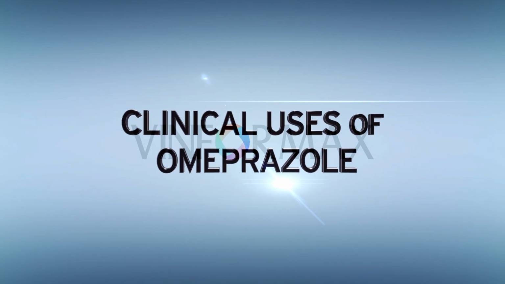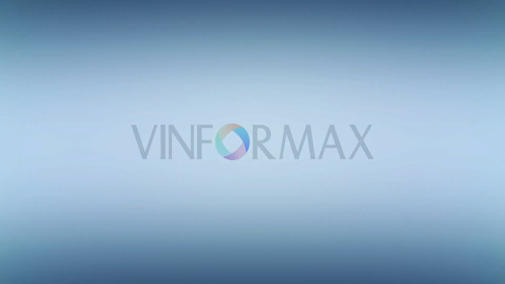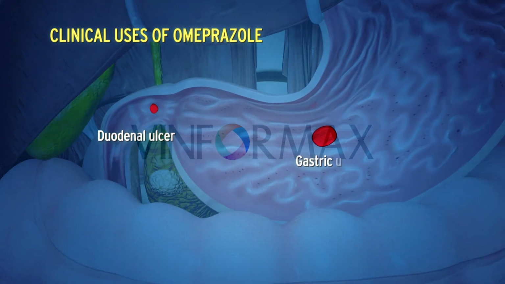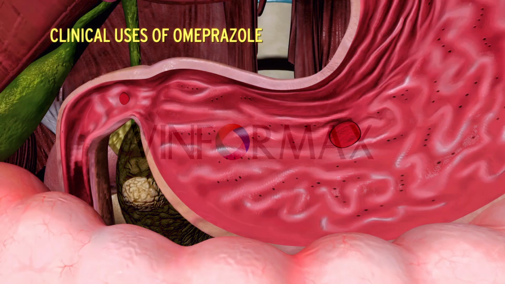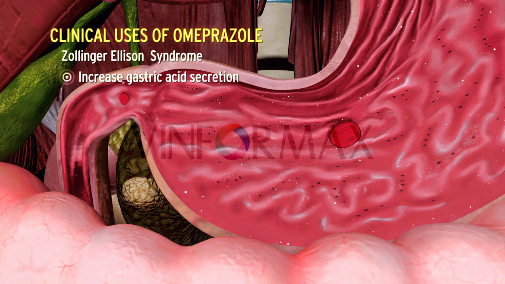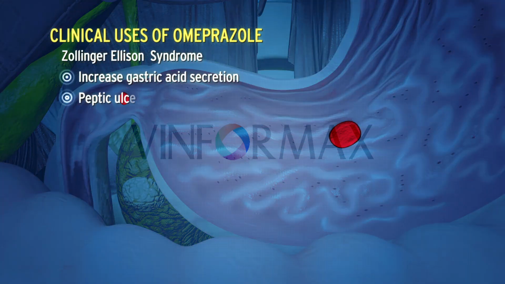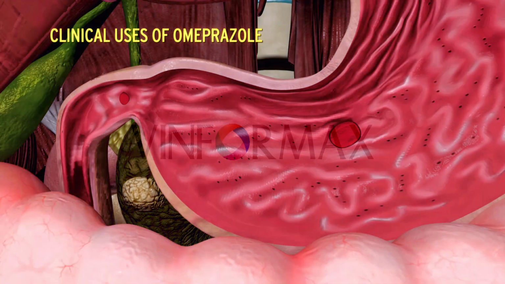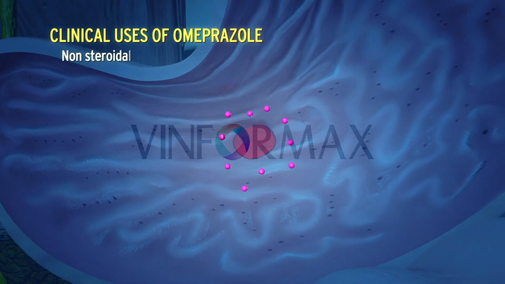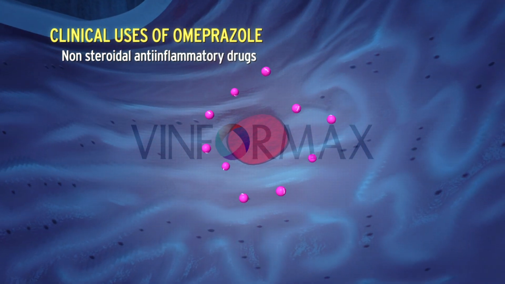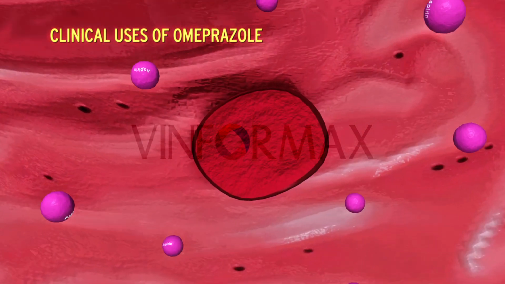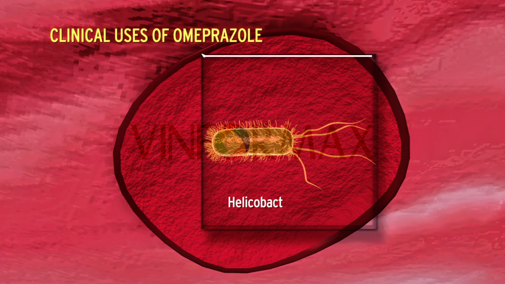Clinical uses of omeprazole. Duodenal and gastric ulcer disease. Zollinger-Ellison syndrome. It is a triad of increased gastric acid secretion, peptic ulcers, and tumor of pancreas. Non-steroidal anti-inflammatory drugs induced ulceration. Helicobacter pylori associated ulcers.